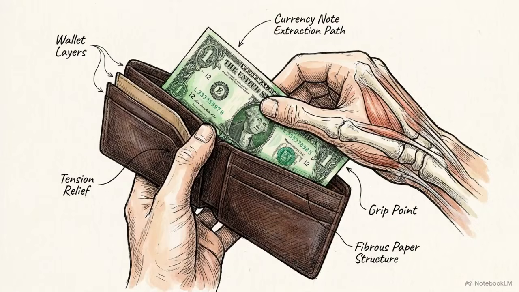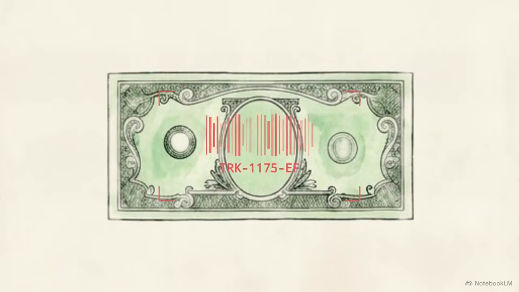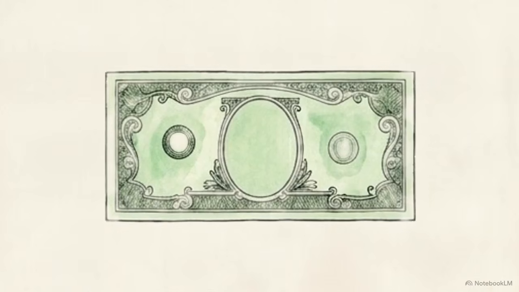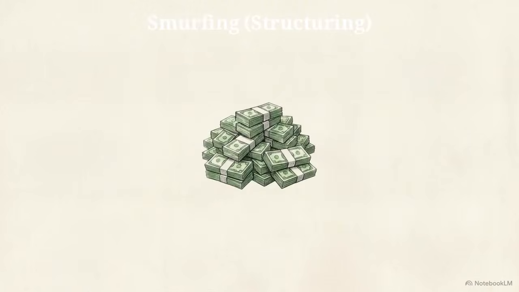The challenge with physical cash is that once it leaves a wallet, there is no built-in digital trail. A $20 bill doesn't come with a tracking number that follows it from person to person. Frank tries to exploit this by smurfing.